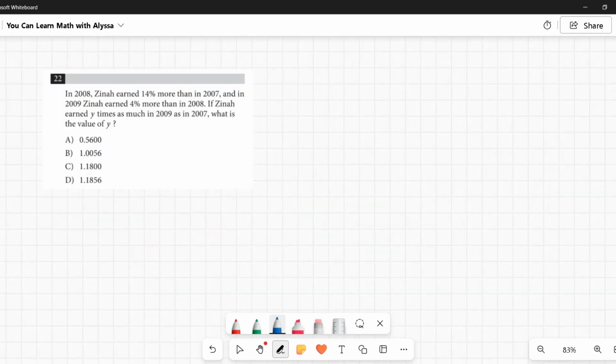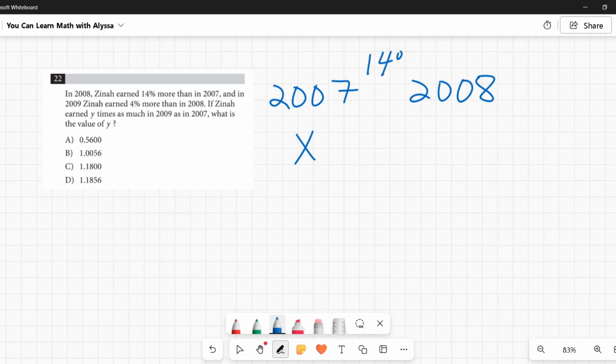Number 22. In 2008, Zina earned 14% more than in 2007, and in 2009, Zina earned 4% more than in 2008. If Zina earned y times as much in 2009 as in 2007, what is the value of y? Well, they're not telling us how much Zina originally made in 2007, so I'm just going to call that x. She made x dollars, and then in 2008, she made 14% more.